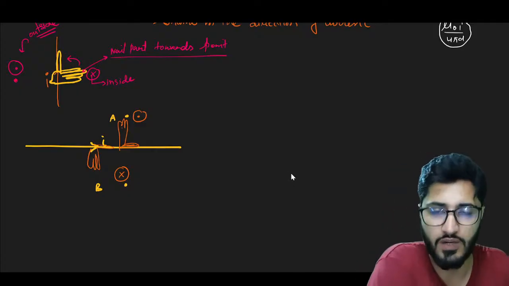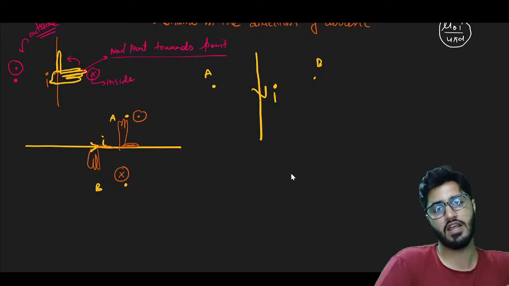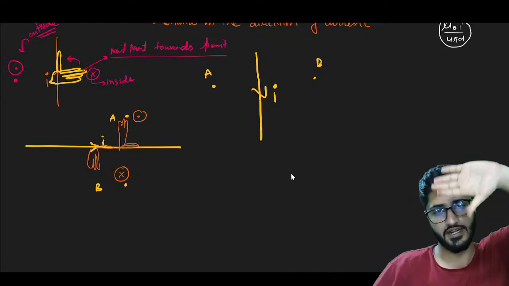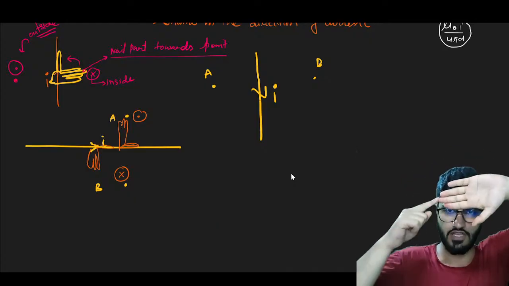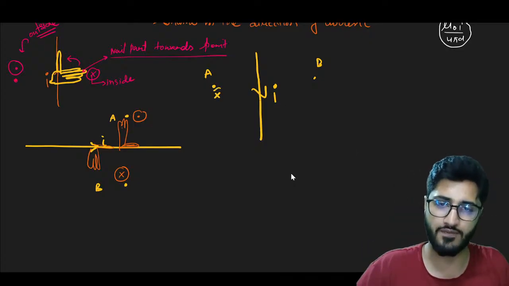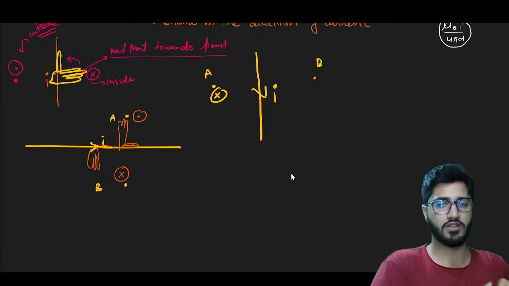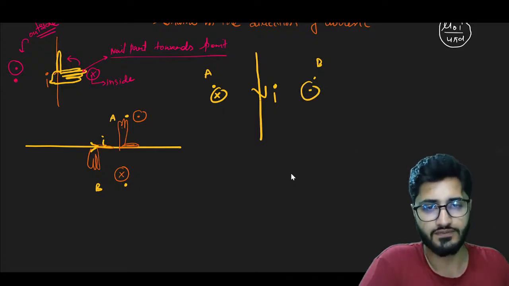Done? Look now. If I have it like this, current is going downwards. I need to find the field at A and at B. Take my hand. Okay, current is downwards. A is here, palm is inside, so my magnetic field is inside. B is here, it is outside, so I will write dot, outside.